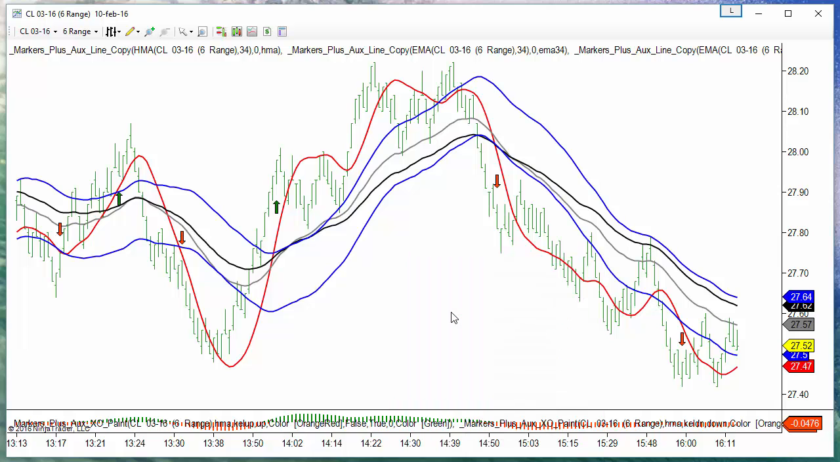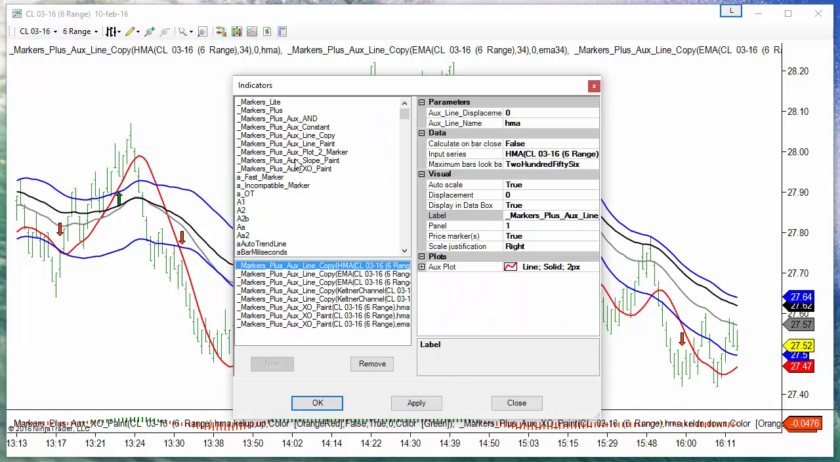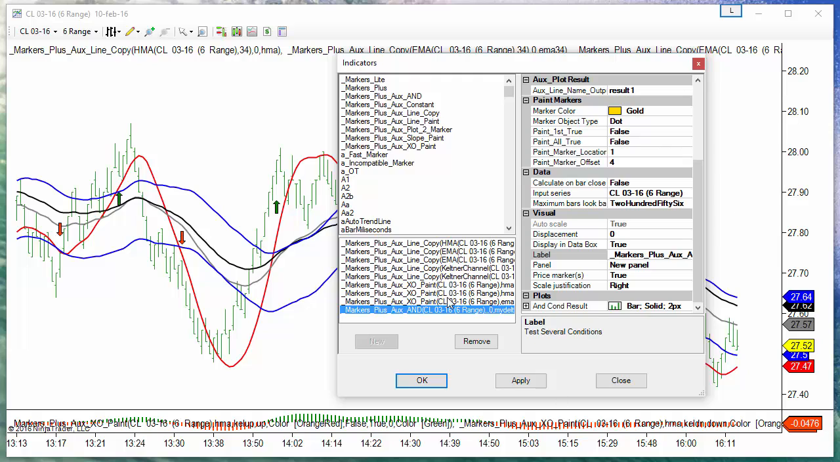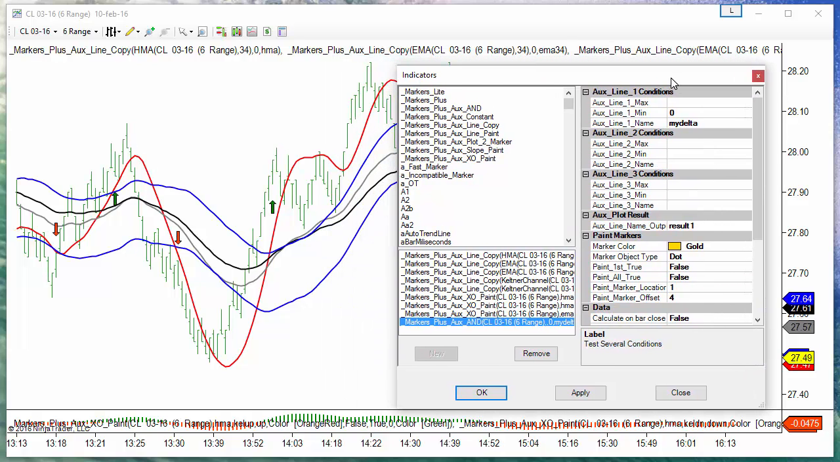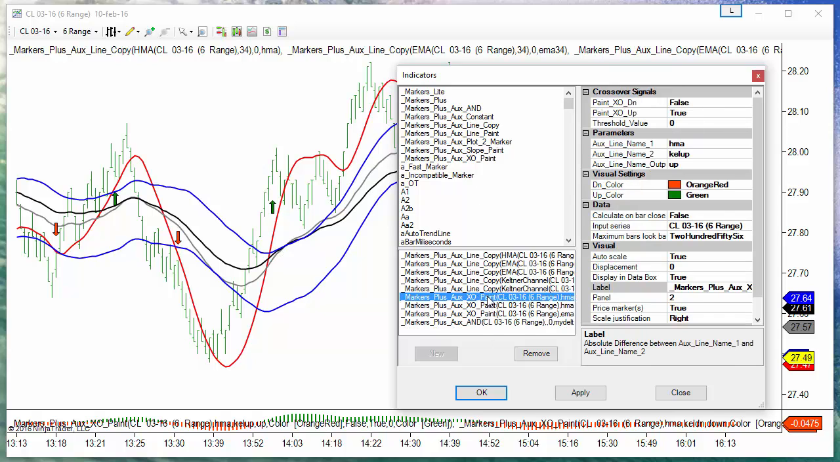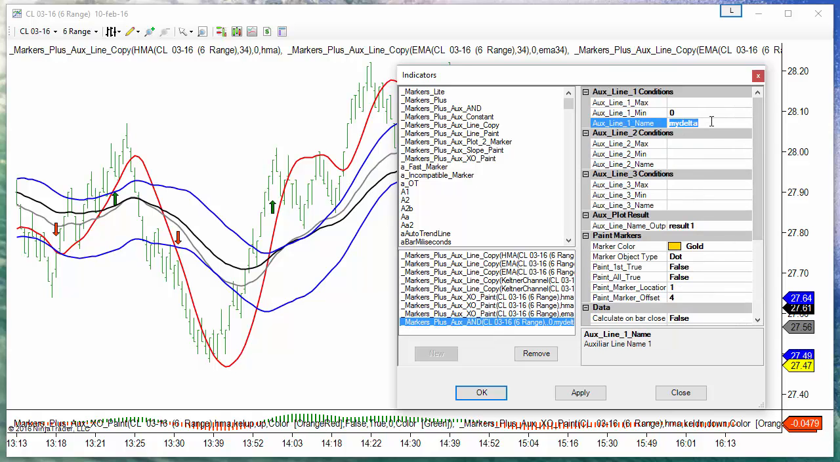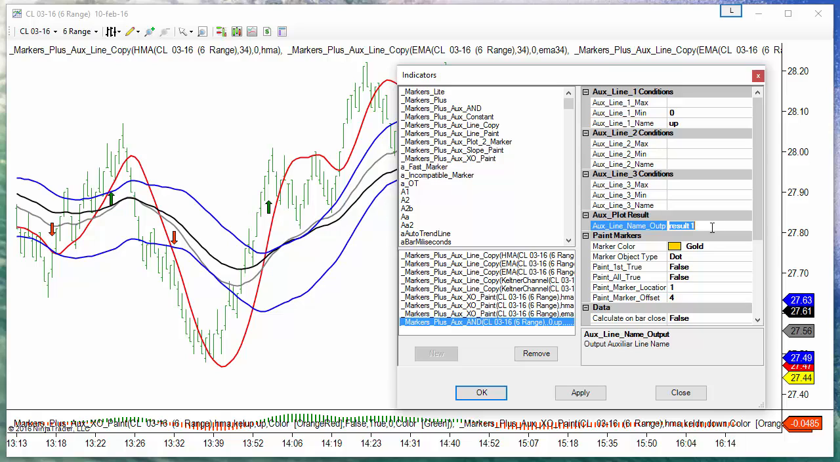Let's see how we can signal this with the new AND indicator. Condition number 1. The red is over the blue. HMA versus Keltner up. The difference between these two lines is called up. So I want up bigger than 0. This will be my go long signal.